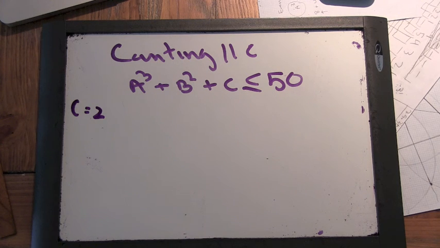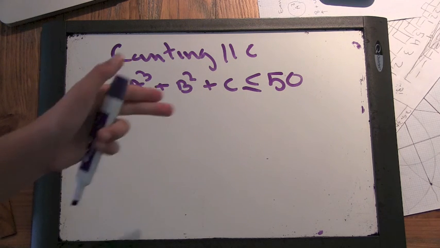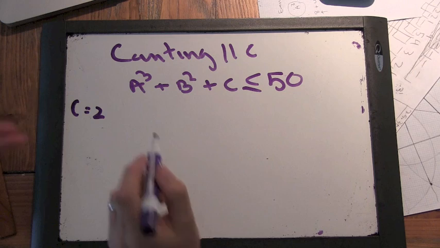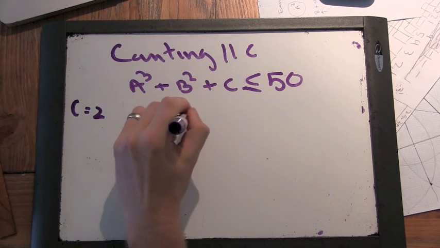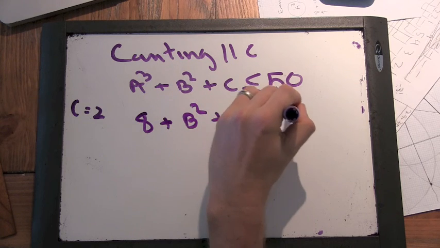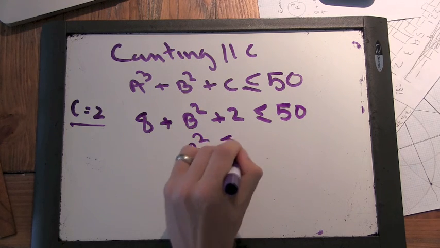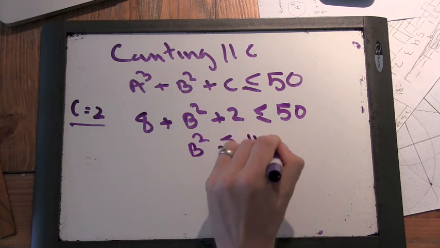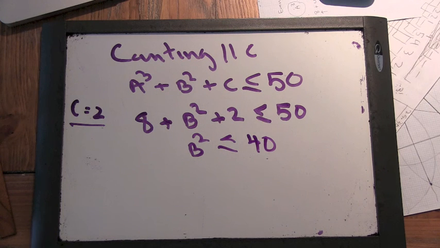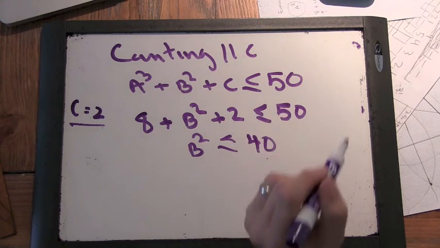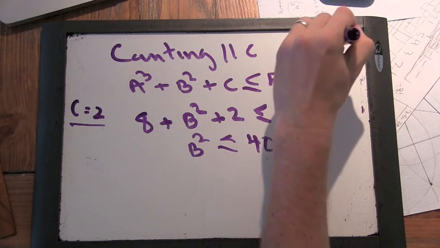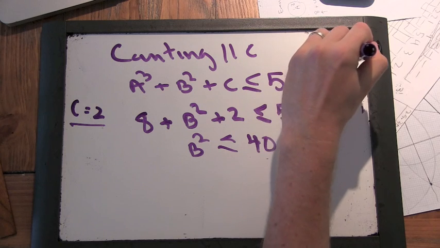Well, B squared is less than or equal to 40 because you have the extra 8. So A is 2, so we got 8 plus B squared plus 2 is less than or equal to 50, because we're looking at the case C equals 2. So B squared is less than or equal to 40. Then everything has to be even. So B squared can be 36, 16, and 4. So there's 3 choices for B. So when C is 2, you have 3 choices.